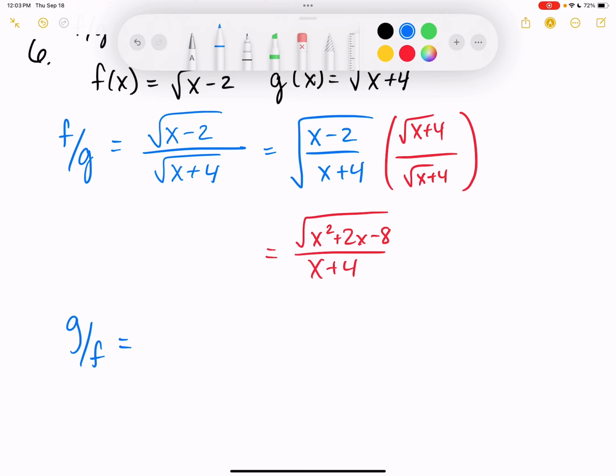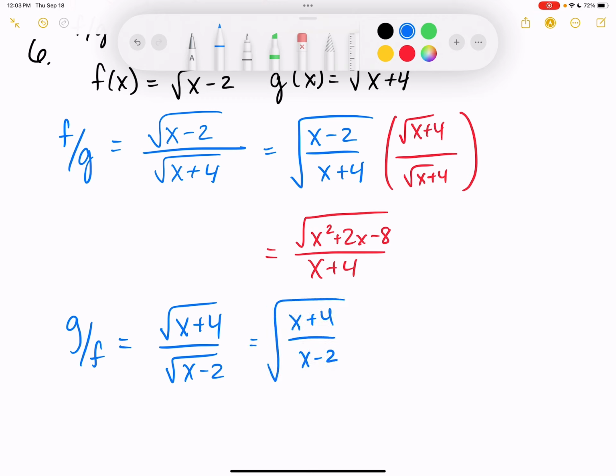g divided by f. So this would be the square root of x plus 4 over the square root of x minus 2. Again, you can leave it like that, or you can write it as the square root of x plus 4 over x minus 2. If you are so ambitious and want to rationalize it, you can rationalize it. I'm not going to rationalize this one.